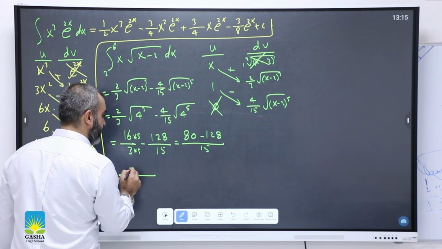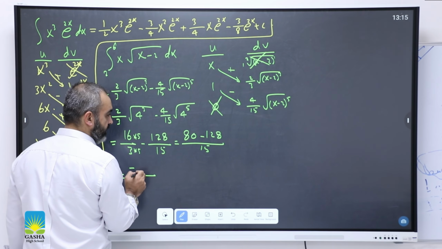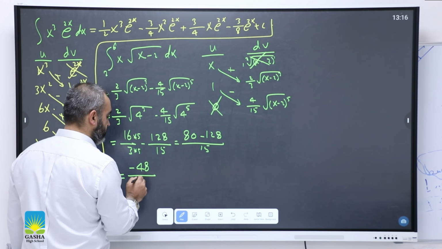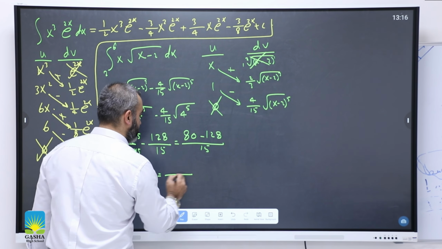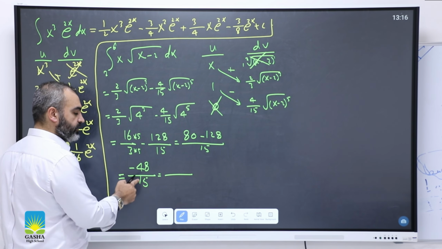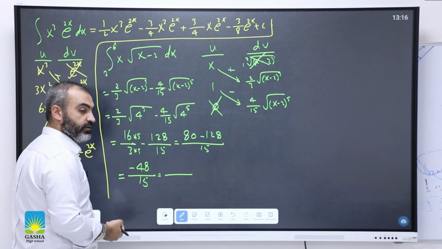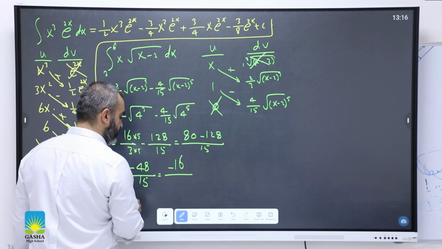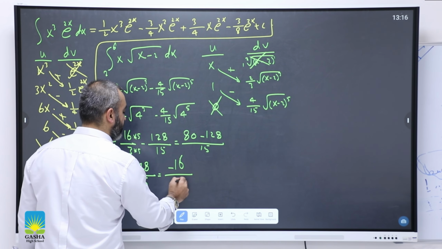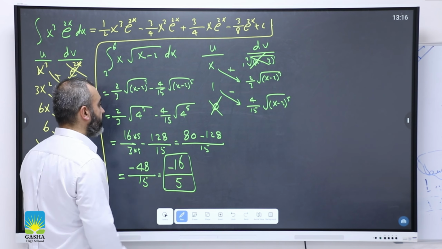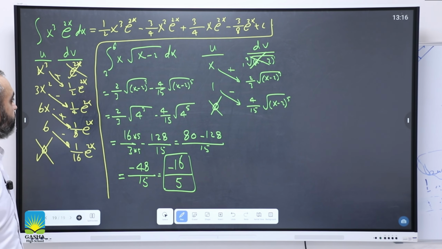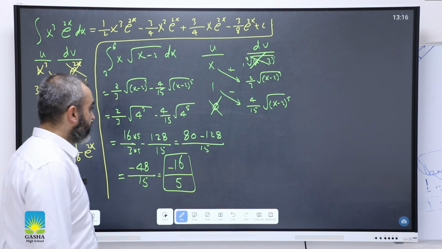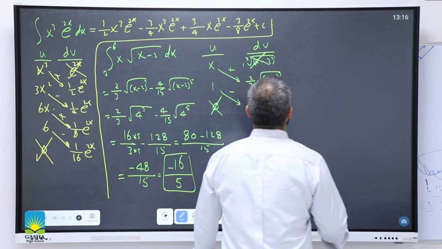This is negative 48, I think. Yes, 48 divided by 15. So it is negative 48 divided by 15, cancelled by 3, it's negative 16 over what? Over 5. So this is the result of this integral. Understand? It's easy. We don't worry.